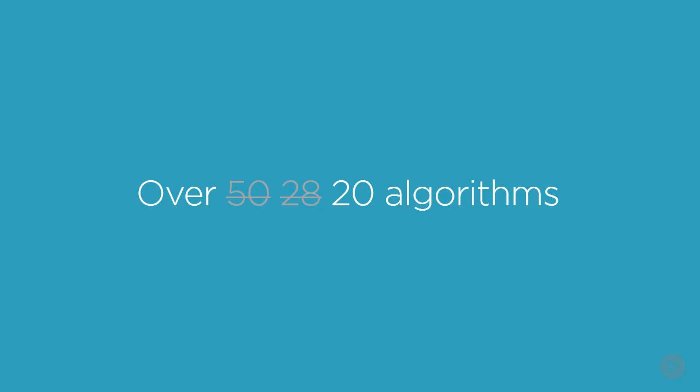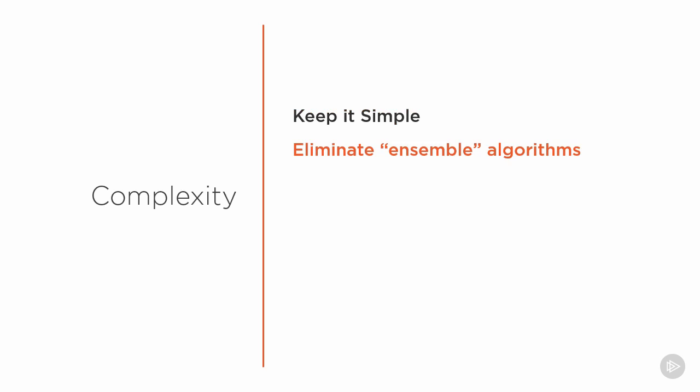That knocked out some more, but perhaps not as many as we might have thought. That's because many algorithms support both regression and classification. We're down to 20 algorithms, but that's still too many. Since this is our initial algorithm, let's keep it simple. Let's also eliminate ensemble algorithms.